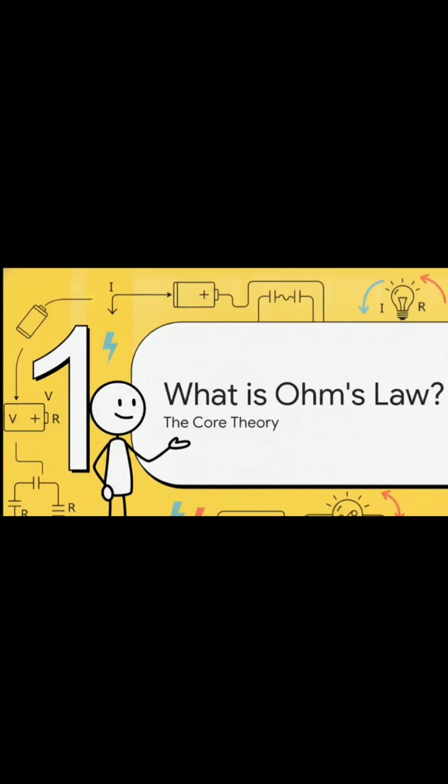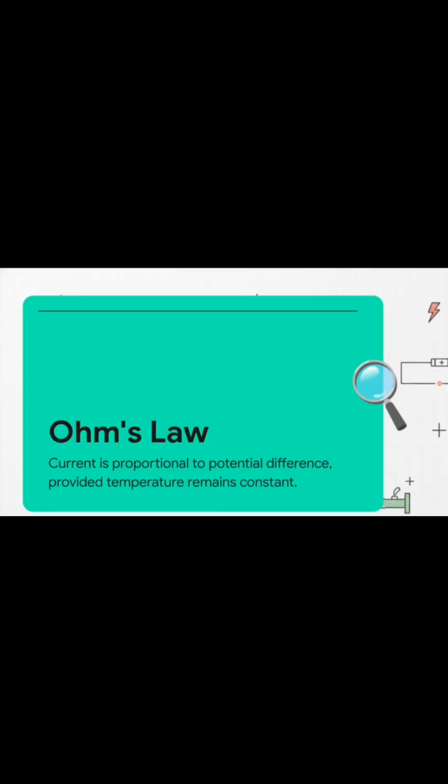Section 1. What exactly is Ohm's Law? Okay, so here's the formal textbook definition. Ohm's Law states that the current flowing through a conductor is directly proportional to the potential difference across its ends, provided the temperature remains constant. Now, that potential difference is just what we usually call voltage, and I really want you to pay attention to that last part. The law is incredibly reliable, but it has boundaries.